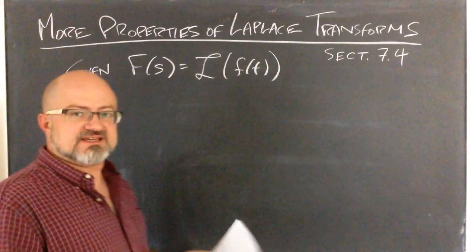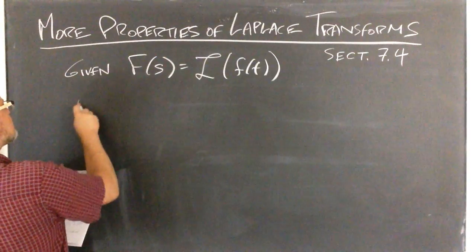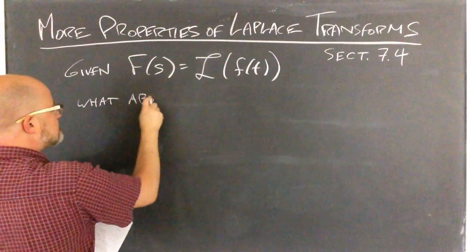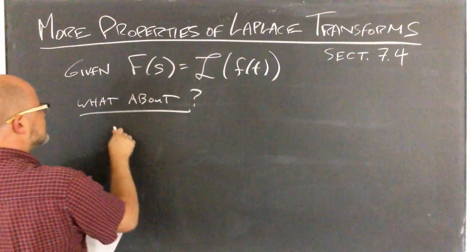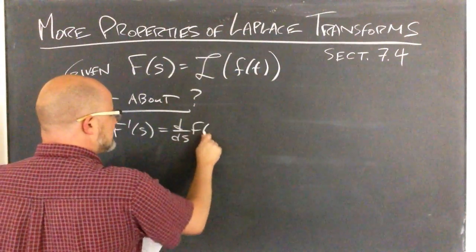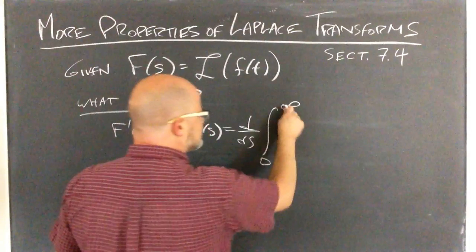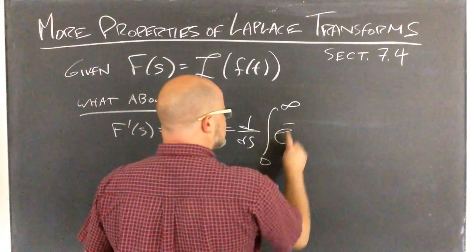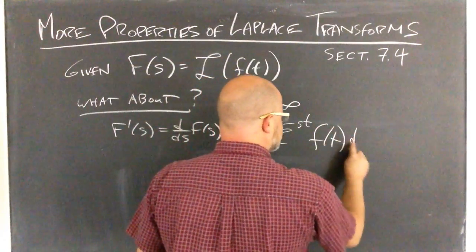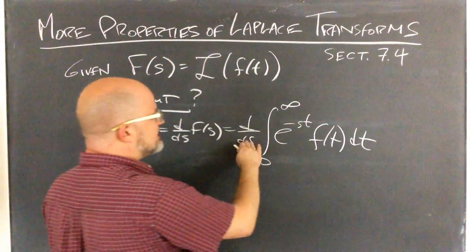So let's try taking the derivative in S space. We have a function of S, so what happens if we take capital F prime? Let's just do that. F prime of S, in other words, d/ds of F of S. Well, we know what that is. That's pretty straightforward. Just go back to its definition. Integral from 0 to infinity of the Laplace transform kernel e to the minus st times our original function f of t dt. Right? That's just what it is. So we're just saying what new results might we get if we took this derivative?